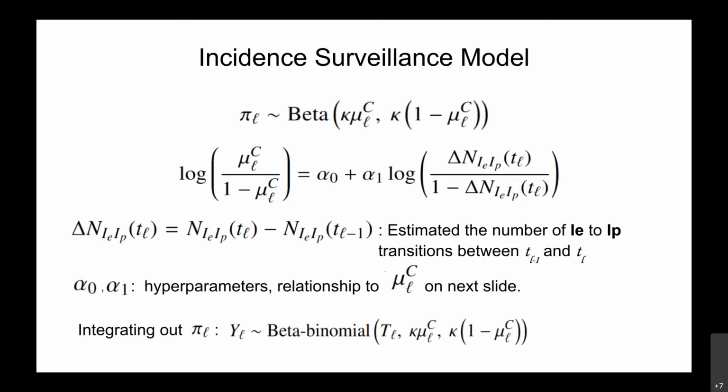Looking at the functional form of this mean model for the beta, if alpha_0 is equal to 0 and alpha_1 is equal to 1, then the percent positive in the testing pool is going to equal the percentage of the population that goes from IE to IP in that time interval. Now, we don't want to have to sample pi_l here, so we can integrate it out. So we represent the observed number of cases as a beta-binomial sample of the total number of tests.